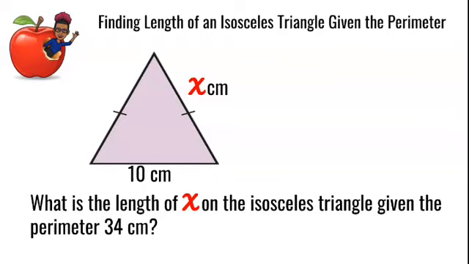Now, let's go into our example. So we're finding the length of an isosceles triangle given the perimeter, and we would also be given the length of a side, right? Now, what is the length of x on the isosceles triangle given the perimeter 34 centimeters? So here we have our perimeter of 34 centimeters, and we are also given the length of one of the sides, 10 centimeters.